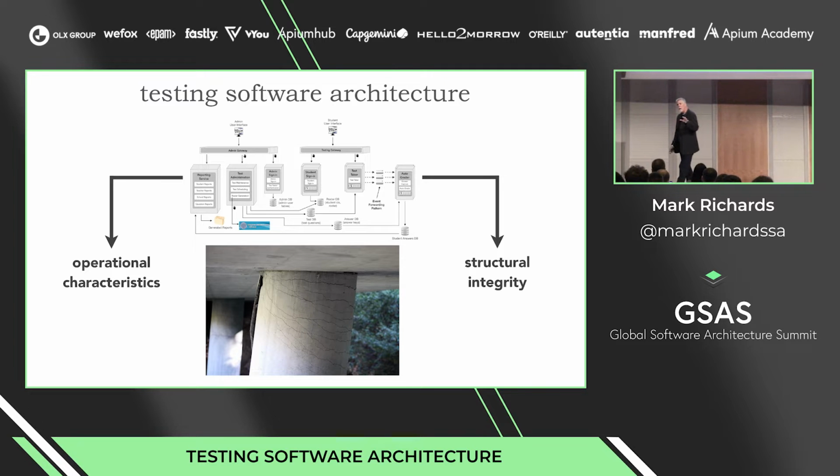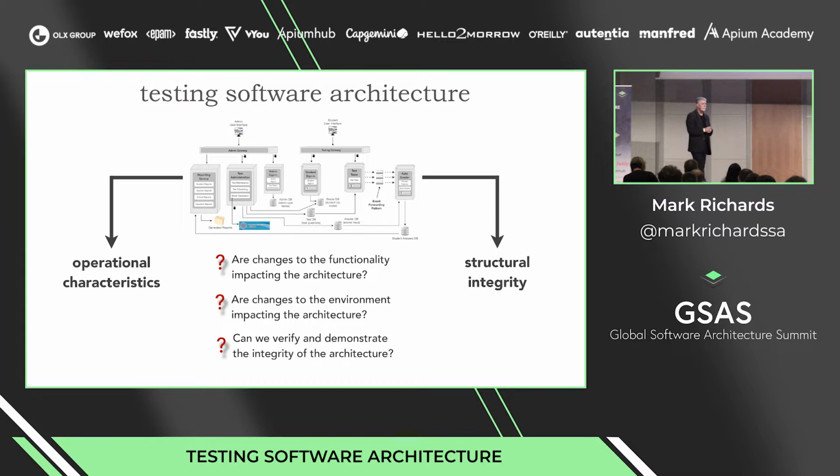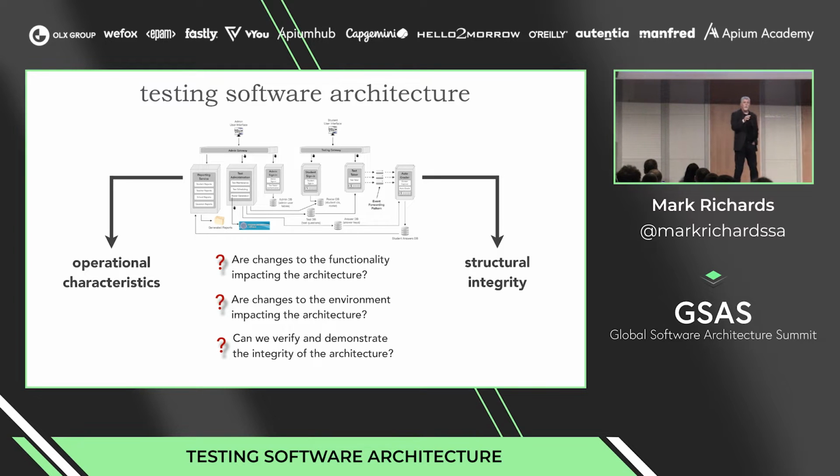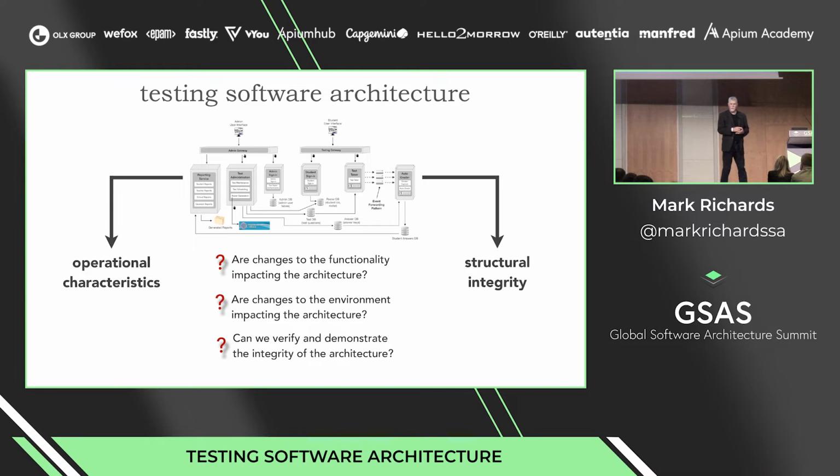Now, when we look at either of these kinds of tests, which we'll look at right in this session here, we're really asking three main questions. First, are changes that we're making to the functionality impacting the integrity of that architecture? Number two, are changes to our environment, whether it be technical or social, impacting the integrity of that architecture? And finally, a third thing, and that is, can we actually verify and demonstrate the integrity of that architecture?